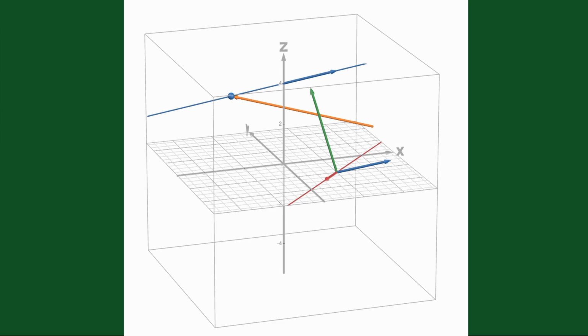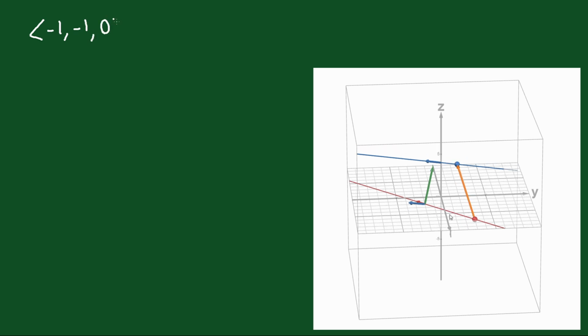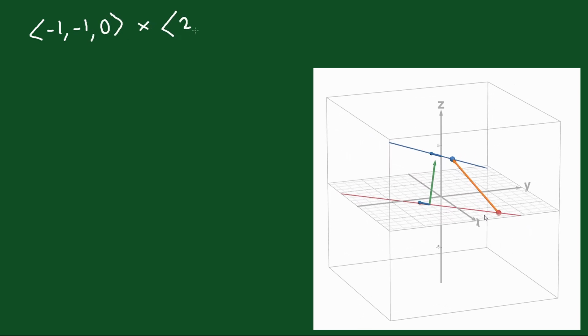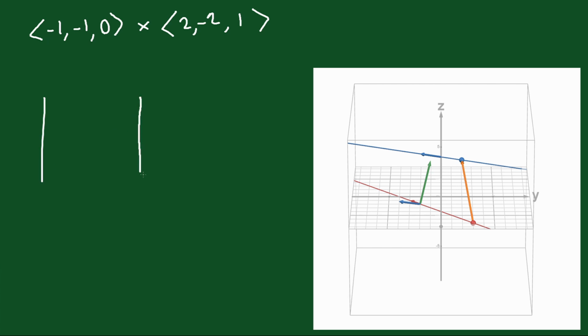Now, we can actually do the math, right? Let me scroll down here. Let's do the cross product of those two direction vectors. Remember, the direction vectors were -1, -1, 0, and 2, -2, 1. Okay, those are my two direction vectors from those two line equations. I take those, I do the cross product, and what am I going to get? Well, you set up your matrix like this, your I, J, K, -1, -1, 0, 2, -2, 1.